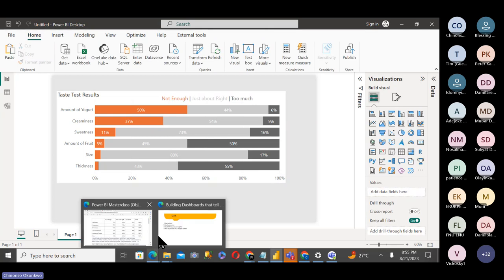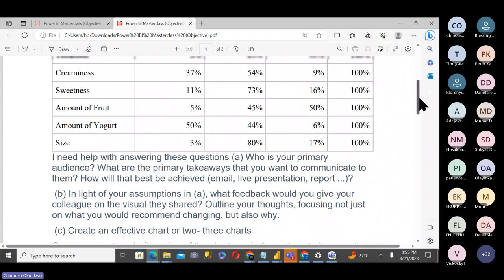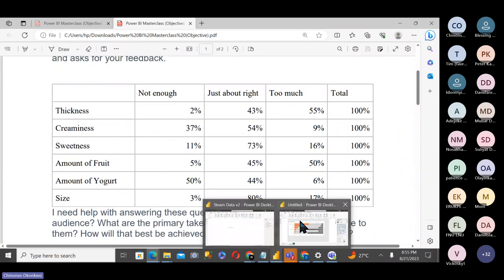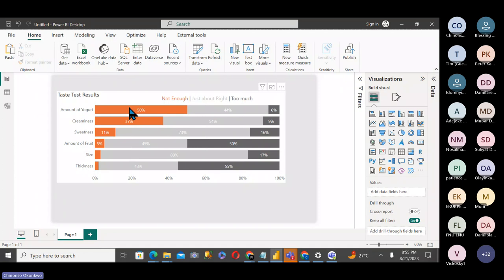So I want to show you, if you look at this chart and this visual, there are two things you can see. About 50% are saying the amount of yogurt is not enough, and that it's very thick. So these are some of the recommendations we should take. They should reduce the thickness, because people are claiming it's too thick. So they should reduce the amount of fruit, and then increase the amount of yogurt a bit. People like sweet things.